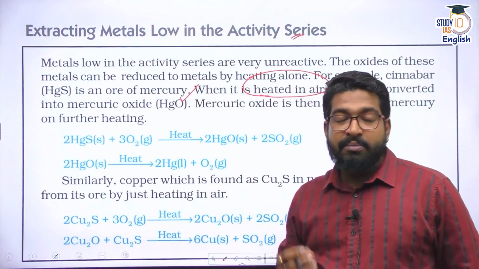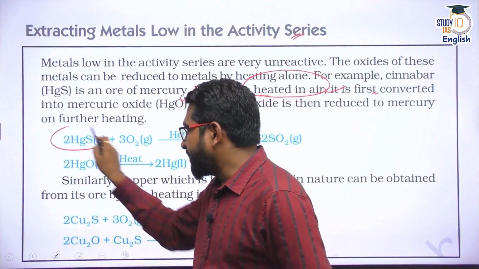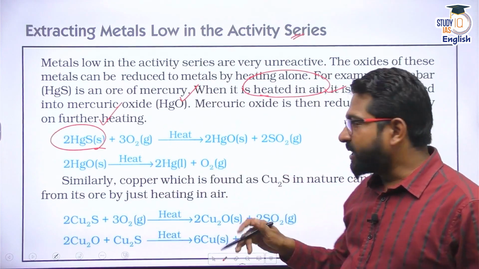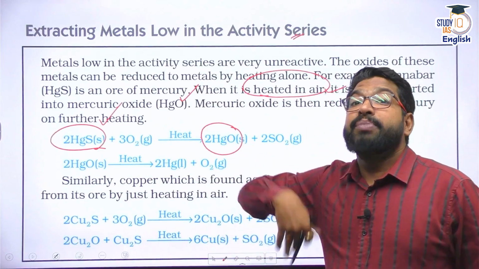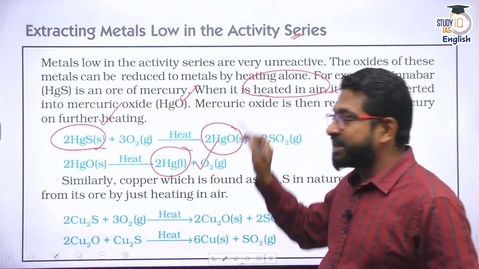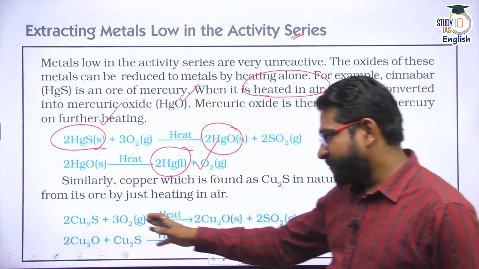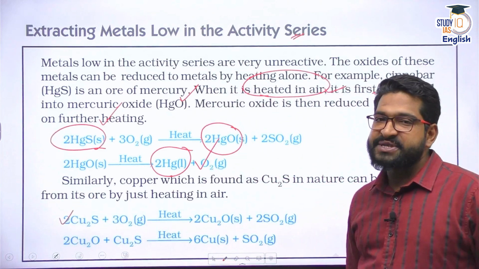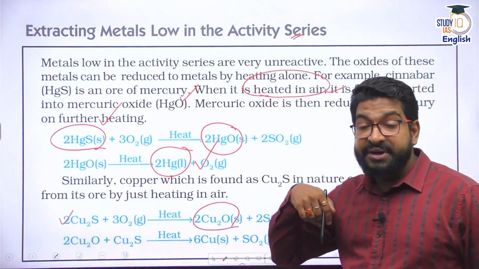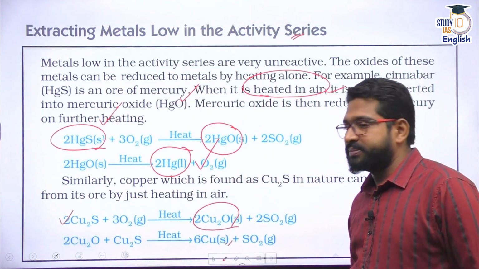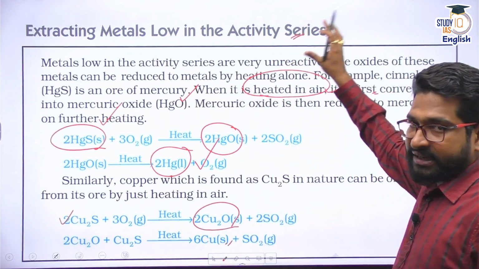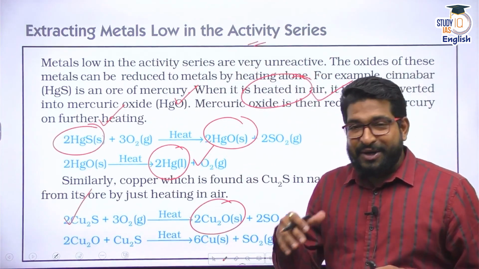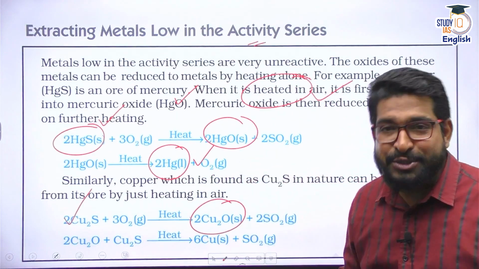For example, mercury in its ore form is available in the sulfide form, right? So mercury and sulfur, they combine. So when I burn it in presence of air, it first leads to formation of oxide. When I burn it further, it leads to formation of that particular metal. Similar is the case of copper. You have copper in the form of a sulfide ore. I burn it in presence of oxygen. First, I get copper oxide. I heat it further. Then I get copper. So for metals with low reactivity, I simply heat them in presence of oxygen. First, metal oxide is formed and then the metal itself is obtained.